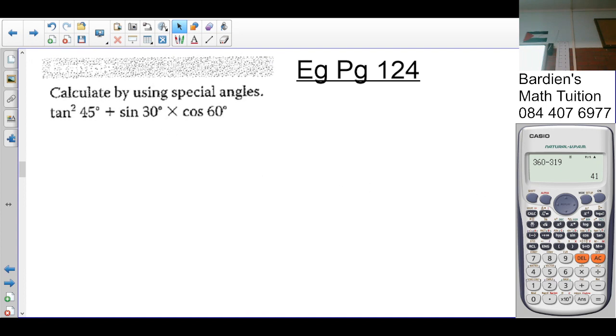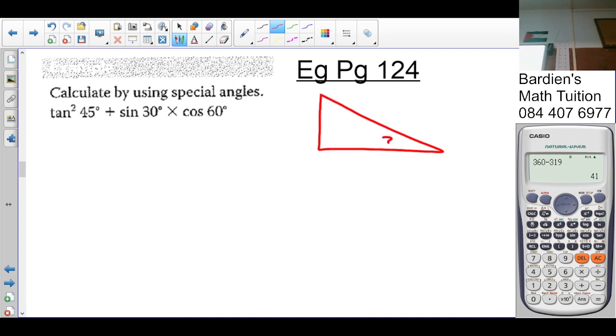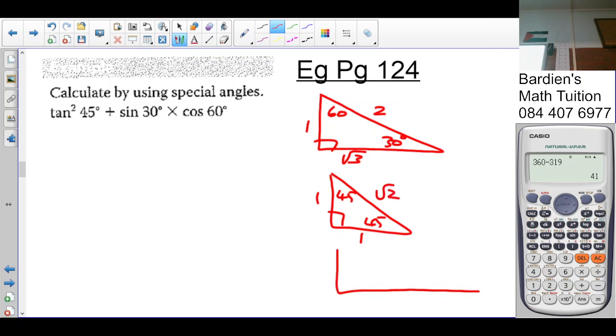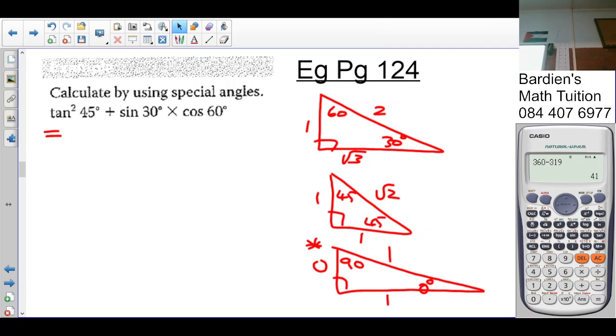Calculate by using special angles. Again, that's going to be your 30 degrees: 1, 2, root 3, 60. The next one is your isosceles triangle, so it's 45, 45, 1, 1, root 2. And the one that's not a triangle, it's 0, 90, 1, 1, 0. Now using those special triangles, I want you guys to calculate the value of this expression.